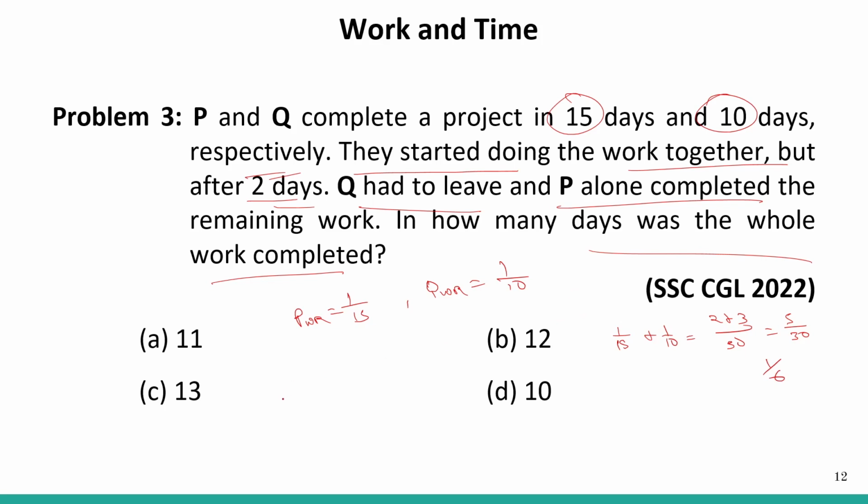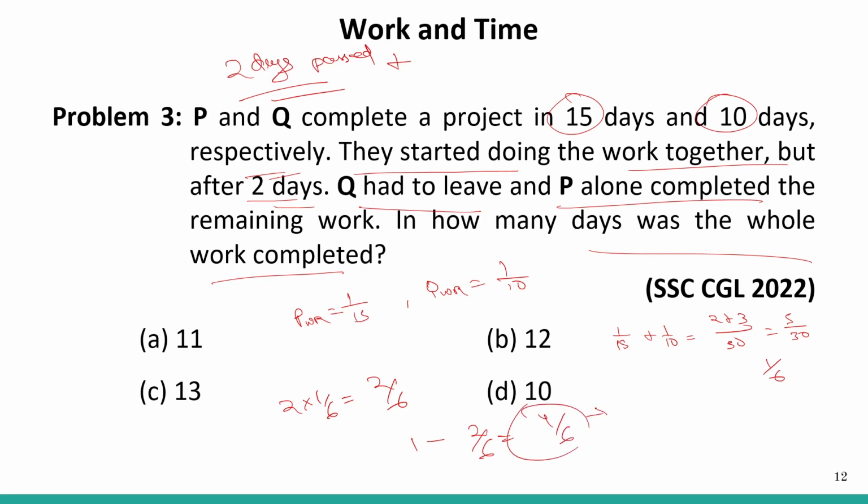So if they work for 2 days, 2 into 1 by 6 is equal to 2 by 6. So how much work is remaining? So 2 days passed. Now this much amount has been worked out, so 1 minus 2 by 6, that is equal to 4 by 6 is the remaining work.